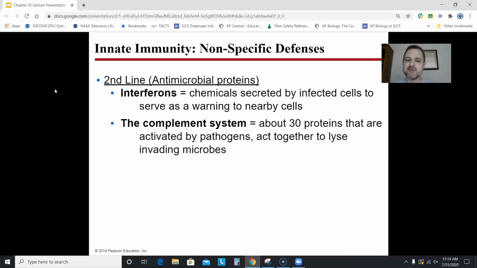Another part of the second line of defense is antimicrobial proteins. Interferons are chemicals that are secreted by infected cells, like we mentioned on the previous slide, that are a warning sign to other cells that, hey, I'm infected, someone should probably come take care of me. The complement system is a system of about 30 proteins that, if there's a pathogen, get activated and will lyse or break down invading microbes.